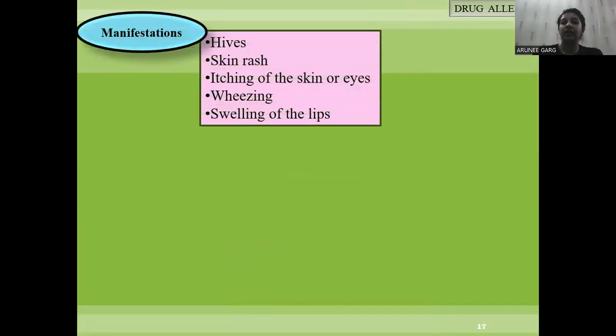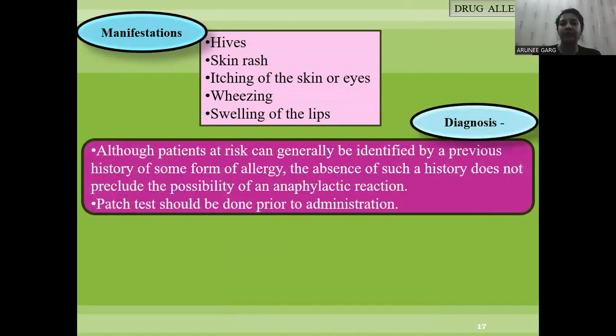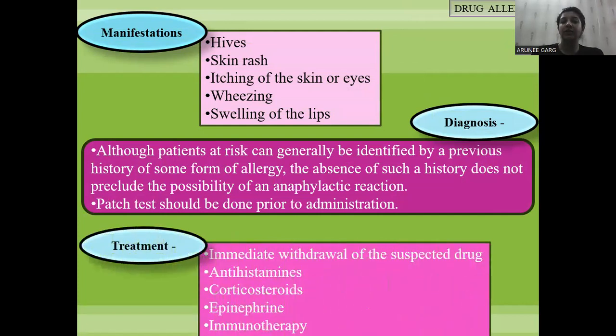Now, the manifestations of these allergic reactions are hives, skin rash, itching of the skin and eyes, wheezing, swelling of the lips. The diagnosis can be made by proper history. Although the patient at risk can generally be identified by a previous history of some form of allergy, the absence of such a history does not preclude the possibility of an anaphylactic reaction. A patch test should always be done prior to administration of any drug. The treatment involves immediate withdrawal of the suspected drug, antihistamines, corticosteroids, epinephrine, and immunotherapy.